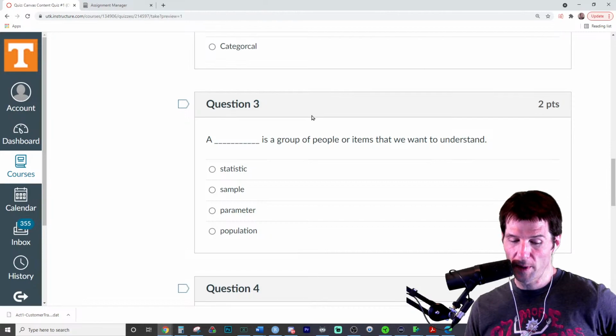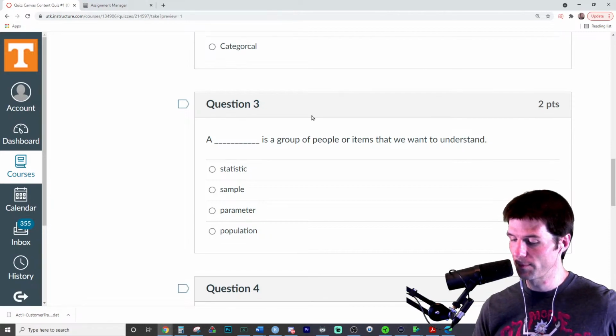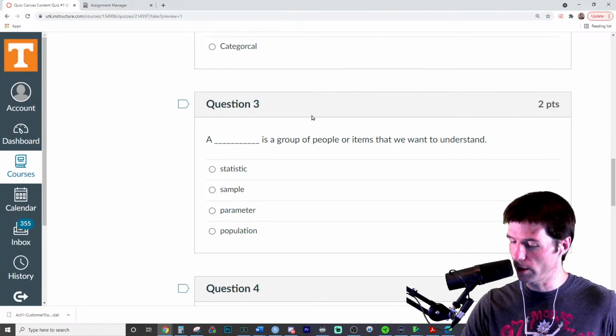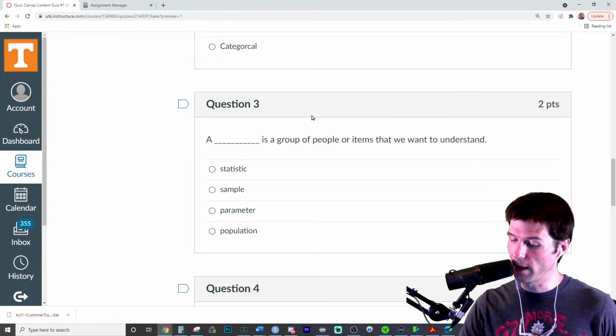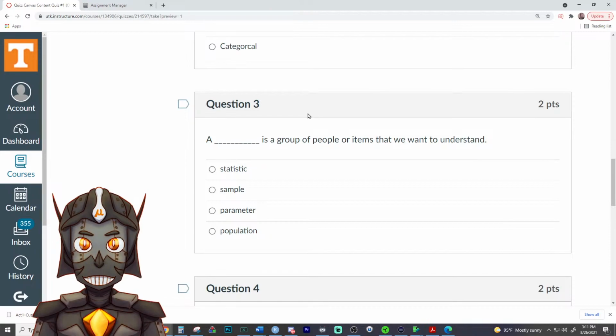A blank is a group of people or items that we want to understand. Mubot's been handling this question lately. Mubot, come in here and help us out. That's not Mubot. Okay. I want to go out and talk to UT students. I'm going to go out and take a sample.